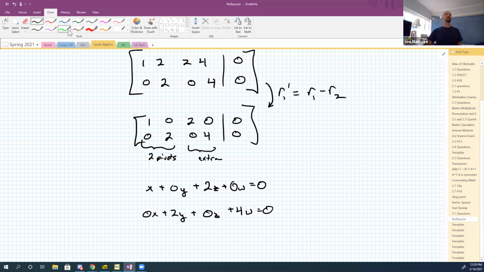So from these equations, I'm going to first pick, let z be 1 and let w be 0. You guys with me on that? So then what are x and y?